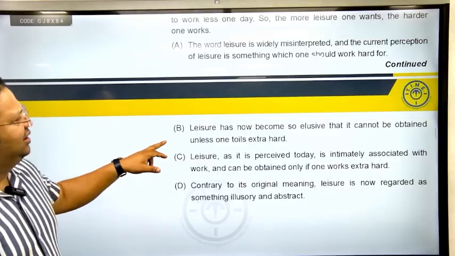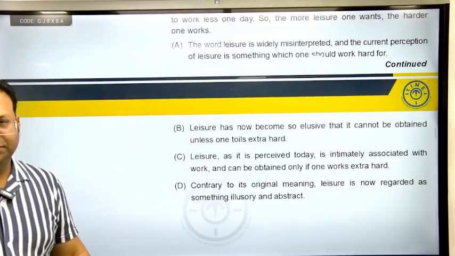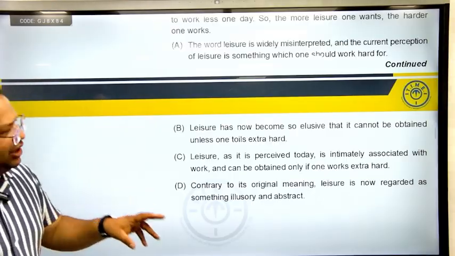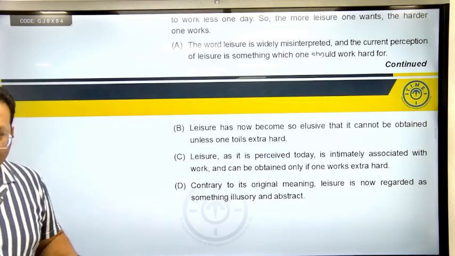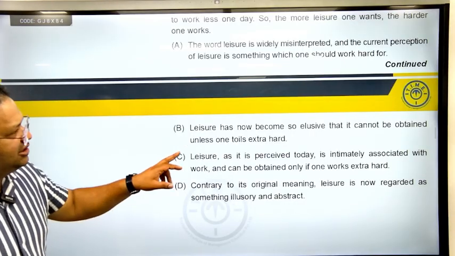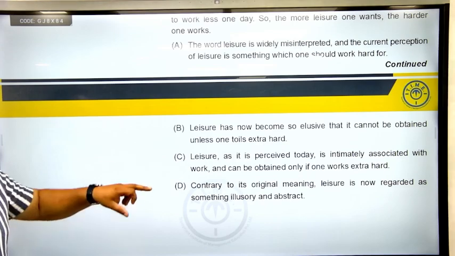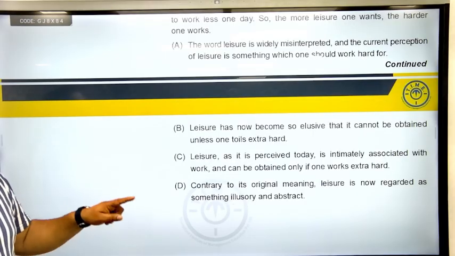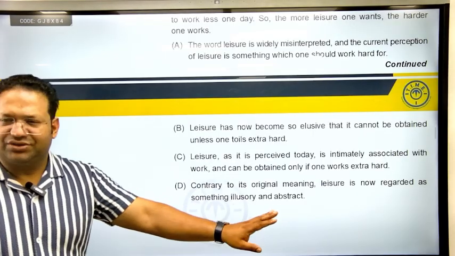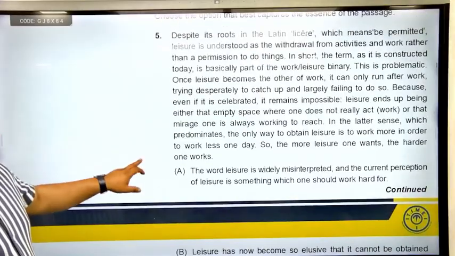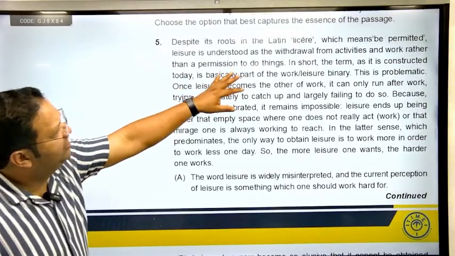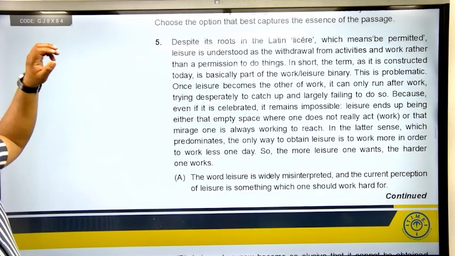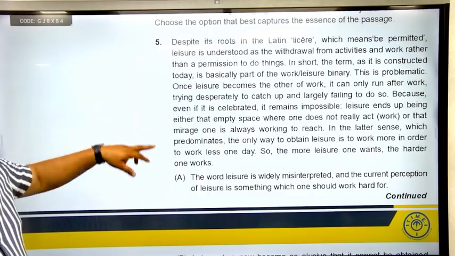The second one is saying that leisure has... Third one, tell me the meaning once. Leisure as it is perceived today. What is how it is perceived today? What is the current situation? You work hard. For that is timely, intimately associated with work and can be obtained only if one works extra hard. Over here it is given that despite its roots in the native, which means permitted, leisure is understood to withdraw from activities and work rather than a permission to do things.